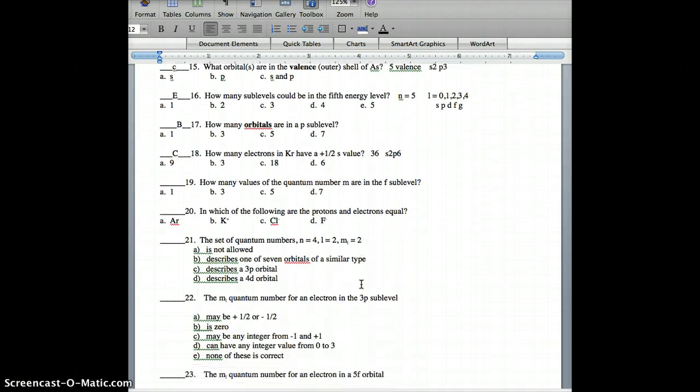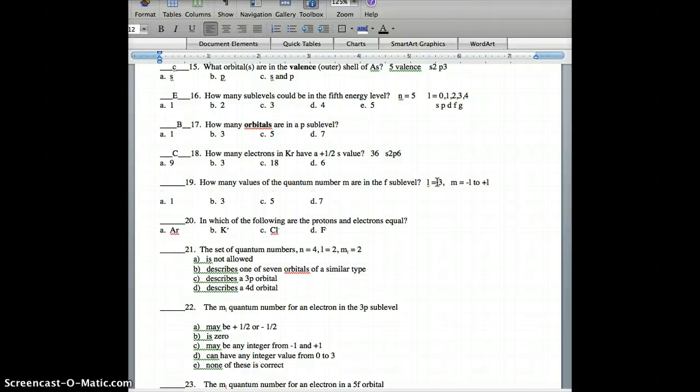Number 19, how many values of the quantum number m are in the f sublevel? For an f sublevel, L equals 3. M can go from negative L to positive L, including 0. So your m values for L equals 3 would be negative 3, negative 2, negative 1, 0, 1, 2, 3. So there would be 7 values. The answer is D.